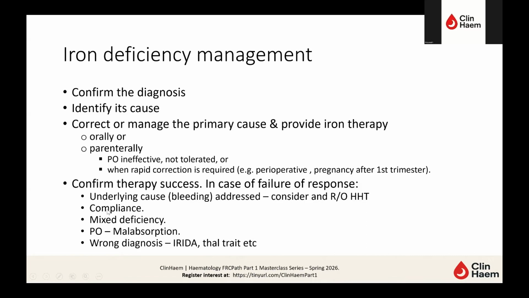Compliance. There could be mixed deficiency. If you're using PO with the right method that I've mentioned, then still malabsorption can be a problem. Or it could just be the wrong diagnosis, all the things that I mentioned. There were so many caveats. So it could be the wrong diagnosis, it could be thalassemia trait, whatever, or it could be something called iron-resistant iron deficiency anemia, which I will discuss in a second. It's an inherited condition, very rare.